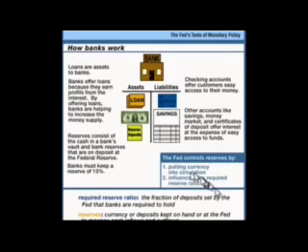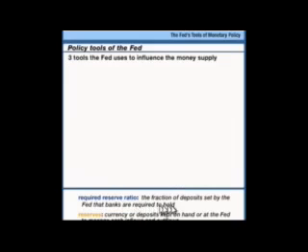The three policy tools, the three ways that the Fed can influence the money supply, are changing the reserve requirement, changing the discount rate, and finally, changing the amount of reserves available for business through open market operations. First, changing the reserve requirement.